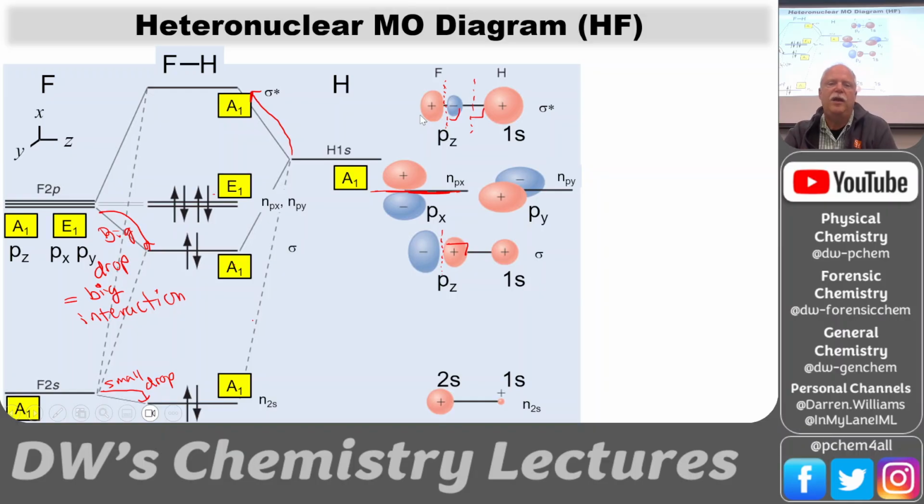Okay, now the px and the py on the fluorine come across, and they truly are non-bonding. So I went ahead and labeled those with N because there's no interaction with the hydrogen at all. So in this particular molecule, there truly are non-bonding electrons.